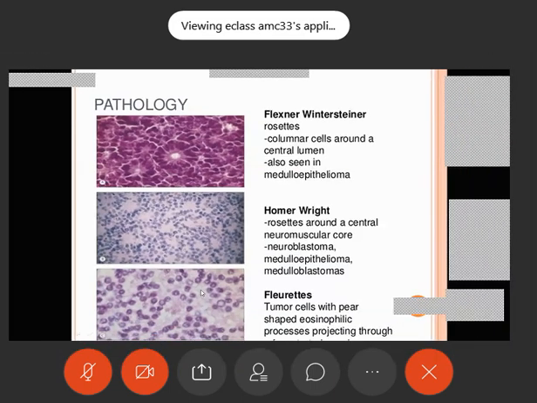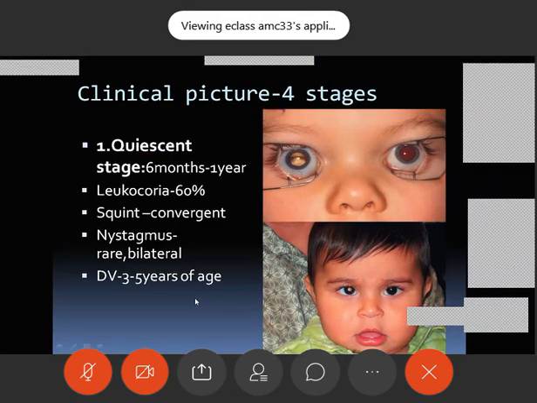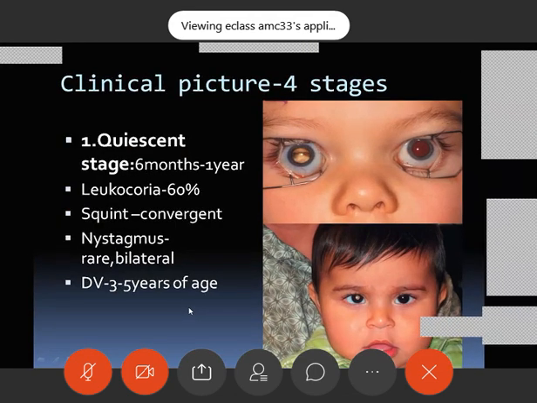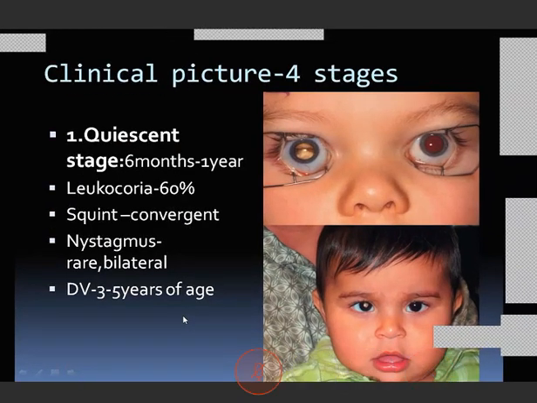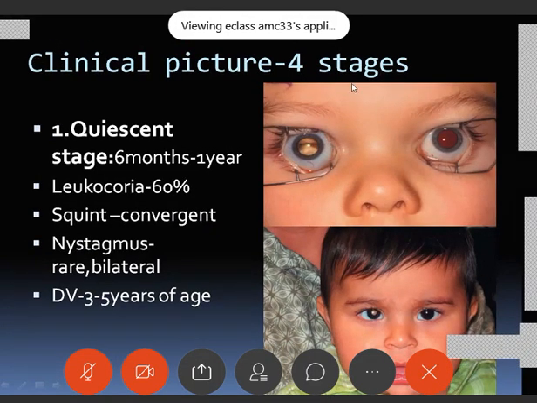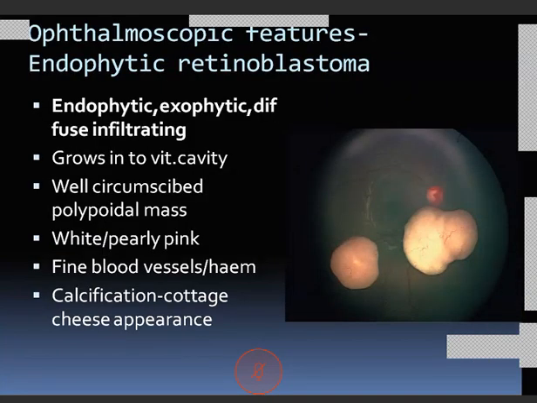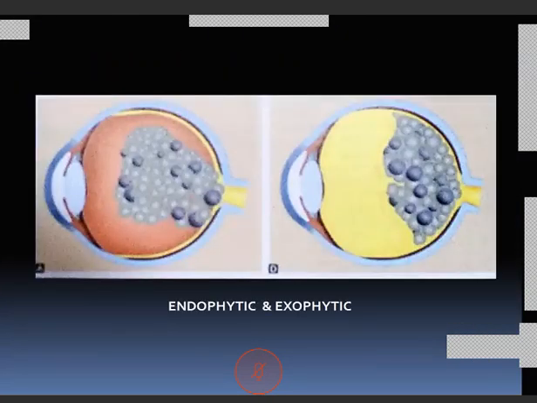Then coming to the clinical picture of retinoblastoma, it is divided into 4 stages. The first stage is the quiescent stage, then the glaucomatous stage, then the stage of extraocular extension, and then the stage of distant metastasis.